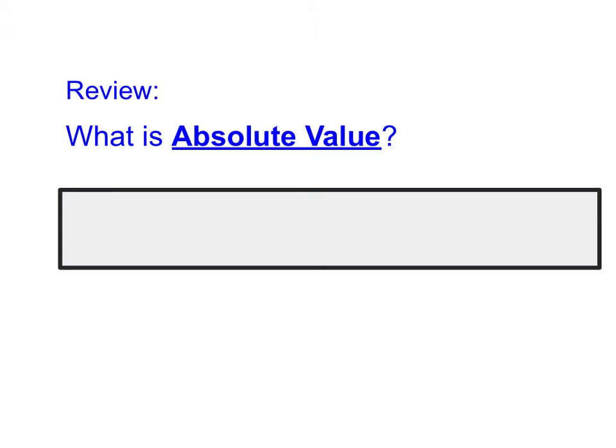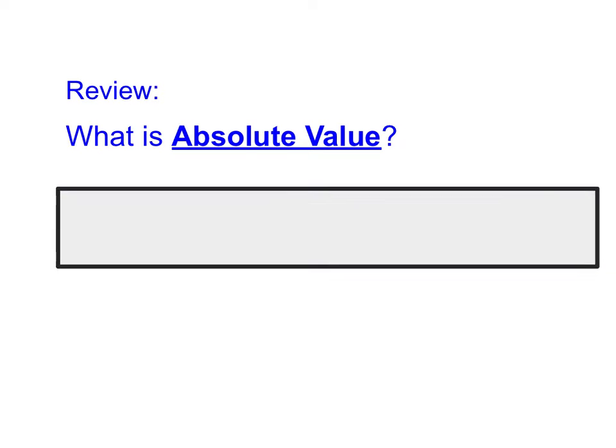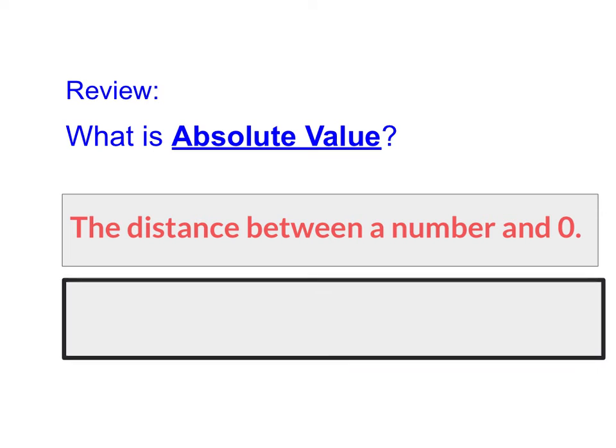So we'll think back to 7th grade. What is absolute value? Take a second, pause the video, see if you remember. Okay, so here we go. Absolute value is this: the distance between a number and 0. Be sure to write this down. The distance between a number and 0. That's what the absolute value is. It's a distance. It should be a positive number. Let's see what the next slide is.